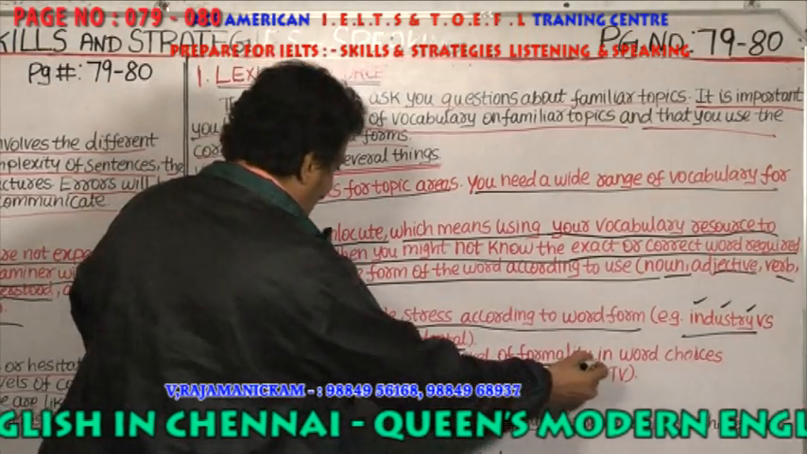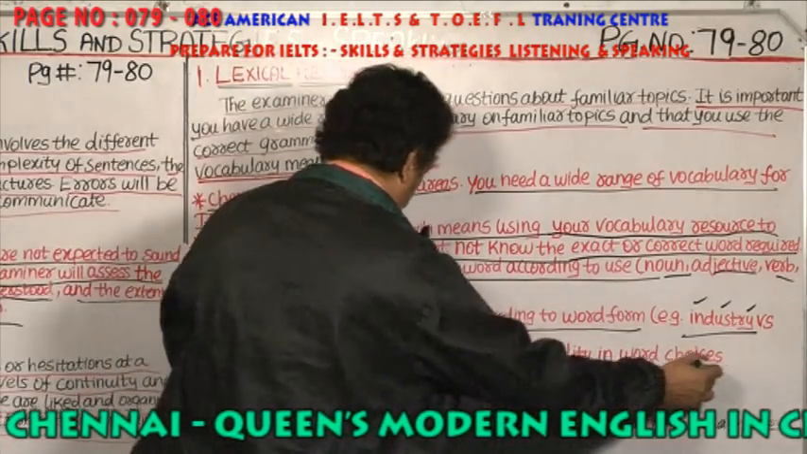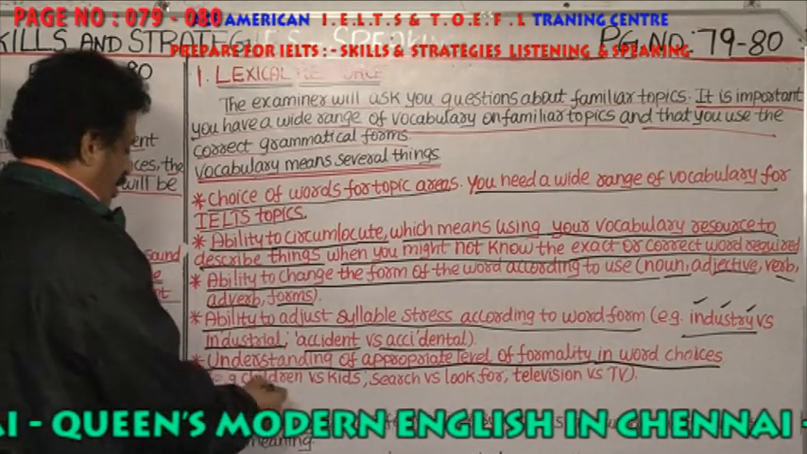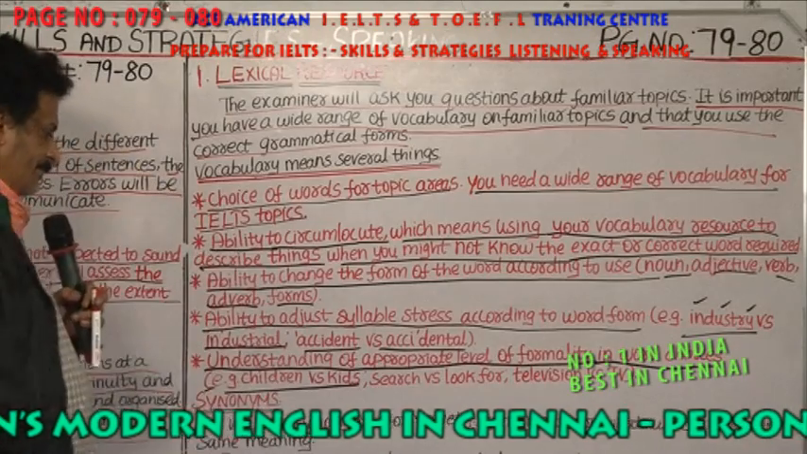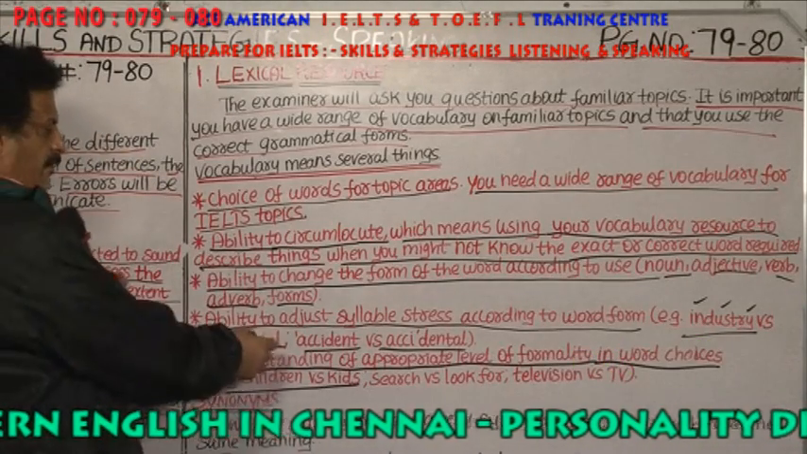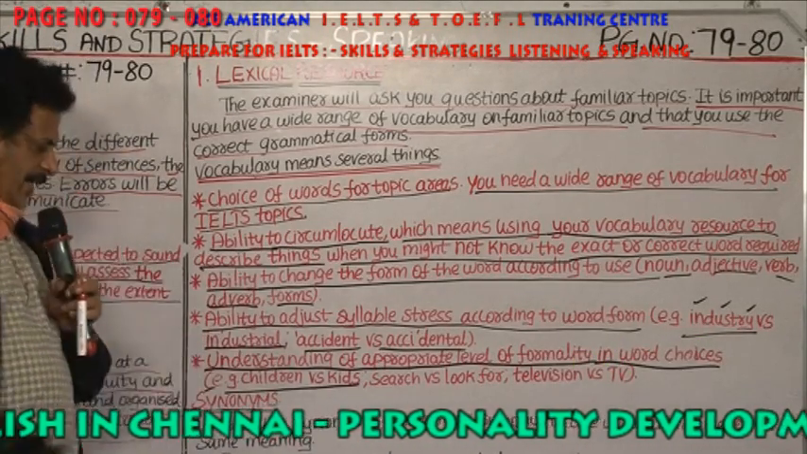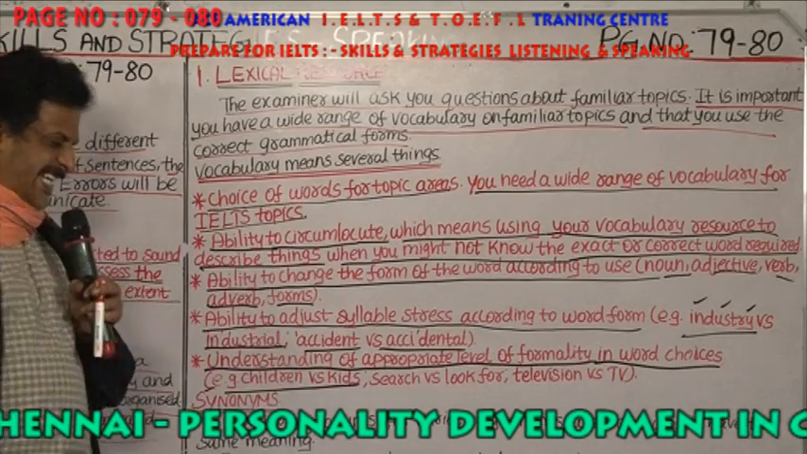So according to the words, you have to change. Television could be used as TV. Search I can use as look for. And children versus kids. Where do you use children and where do you use kids?